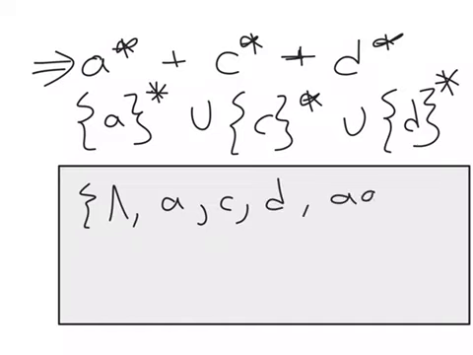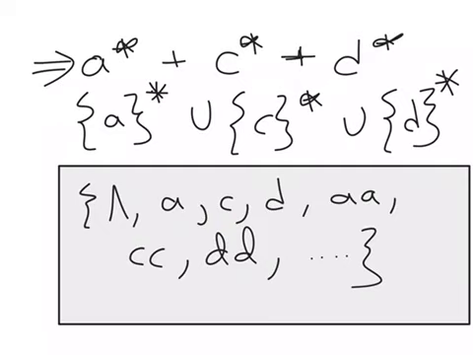I've got AA, I've got CC, I've got DD, and so on. Notice I don't have any mixture, right? If I'm looking at this regular expression here, A star plus C star plus D star, when I translate that into a set, this is the union of 3 different languages, right? And each of these languages is independent, so I don't mix up any of the letters in here, okay?